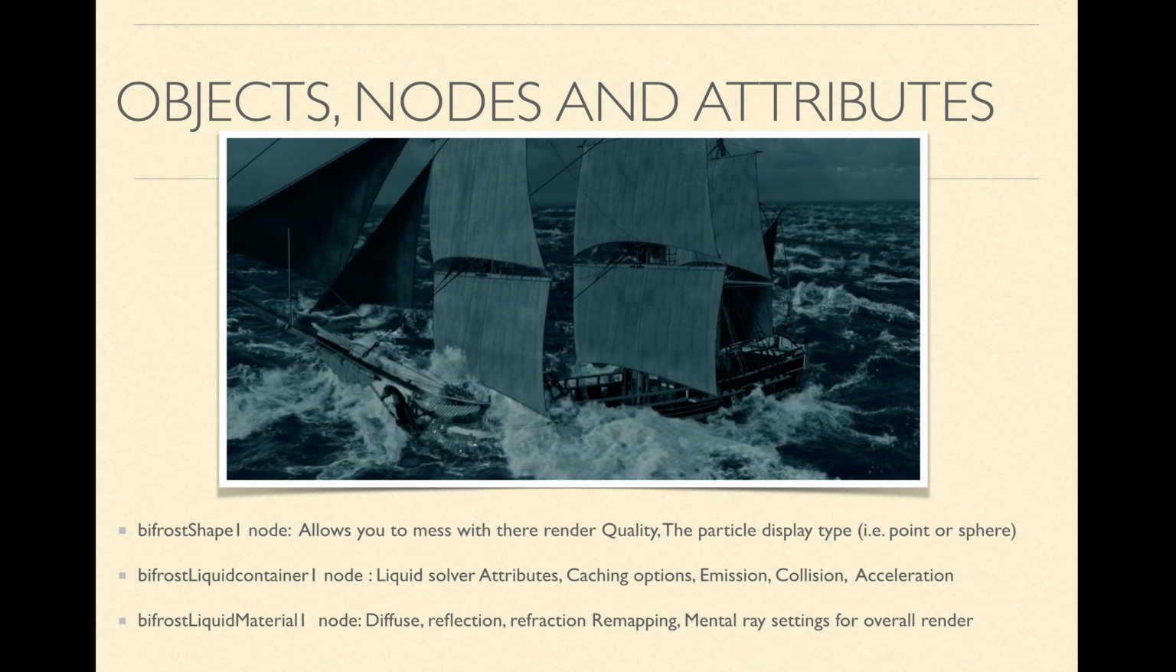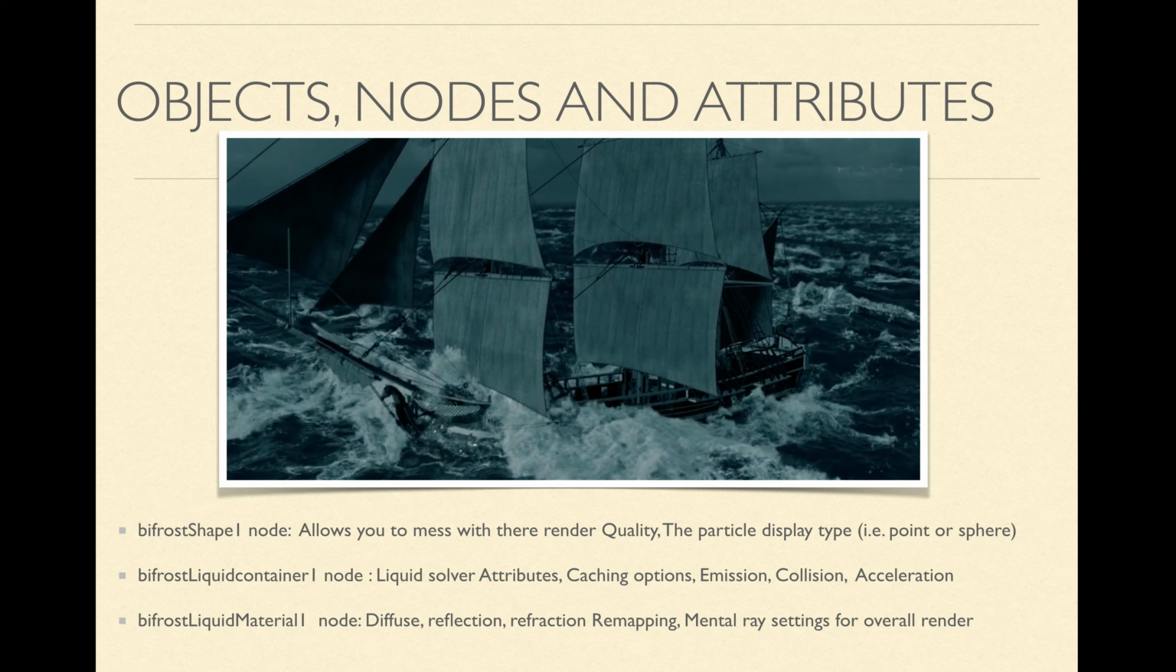The second node would be the Bifrost liquid container node. That basically holds the liquid solver attributes, which give you the caching options, the emission options, collision, acceleration, all of those things. Basically, you would have to mess around with them in this node. The collision option changes the collision between the collider and the emitter, how it splashes, basically like changing the droplets if you wanted to.